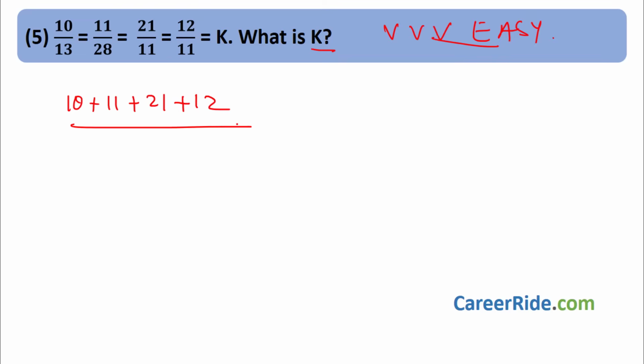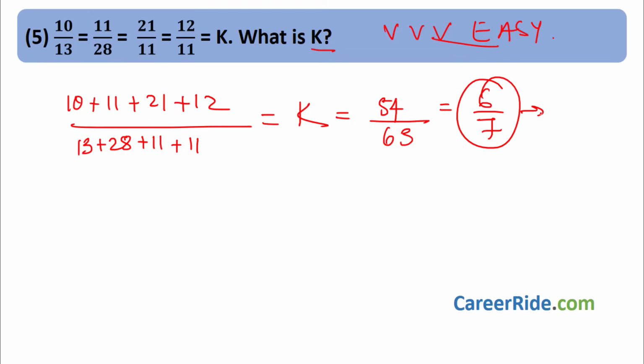Plus 12 divided by, simply add the denominators. What do you get? You will get the value of K. That would be 10 plus 11 is 21, plus 21 is 42, plus 12 is 54, plus 13 is 67. 11 plus 11 is 22, plus 28 is 30, 40, 50, plus 13 is 63, right? This is the value of K. Simply add numerators divided by, simply add the denominators, right? And you get the value of K. Moving to next question.